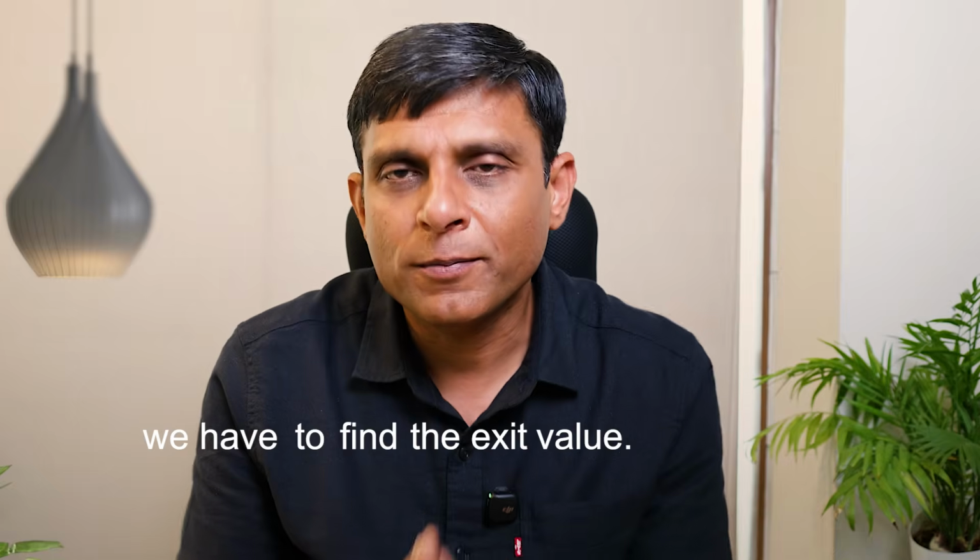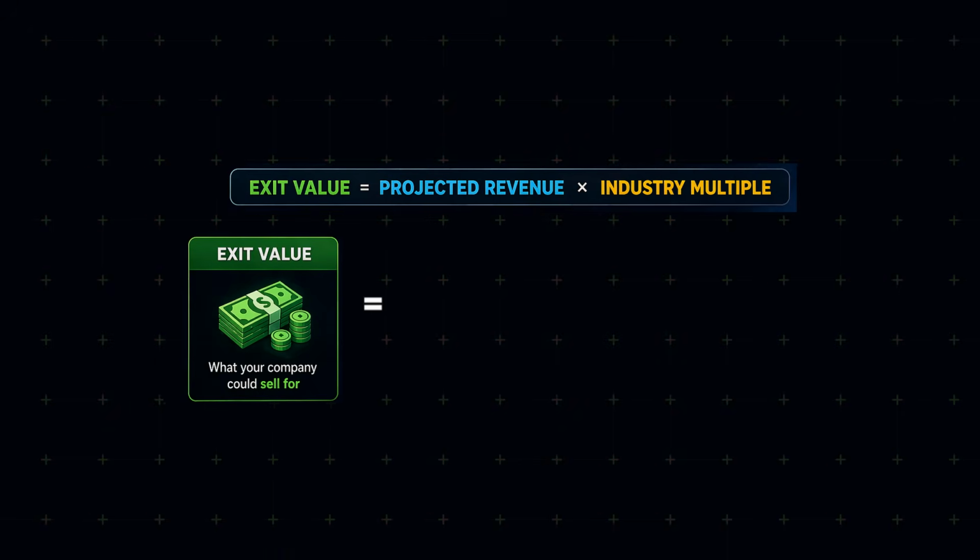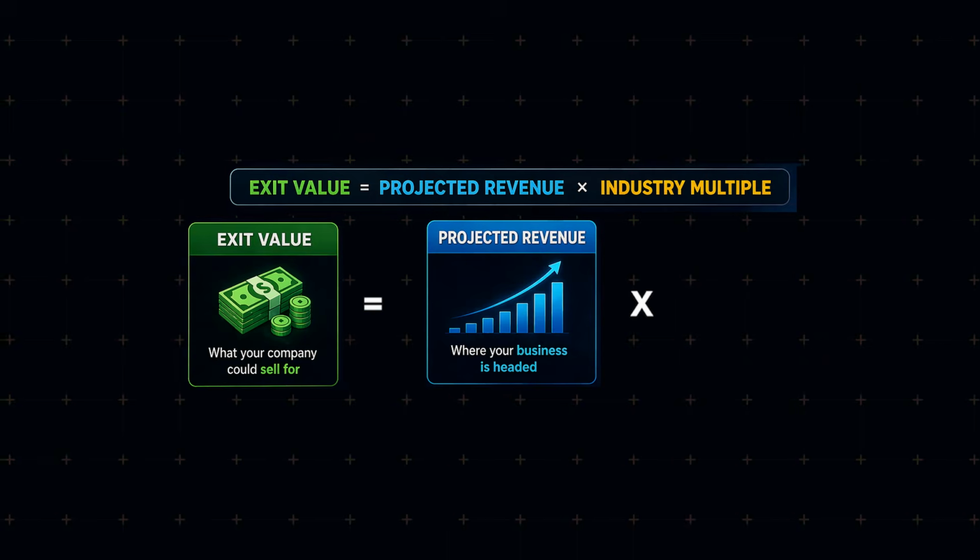And in step 1, we have to find the exit value, if you apply that 4-step framework here. So if the company gets acquired or goes public after 5 to 7 years, what would its worth be, right? This is what we need to find. This exit value is also called the terminal value, guys. So the formula is very simple. Exit value is what? Projected revenue multiplied by the industry multiple.